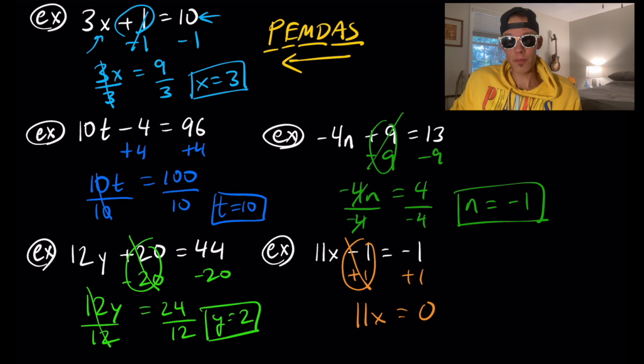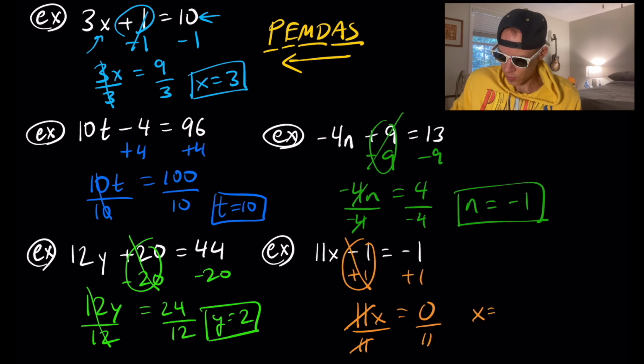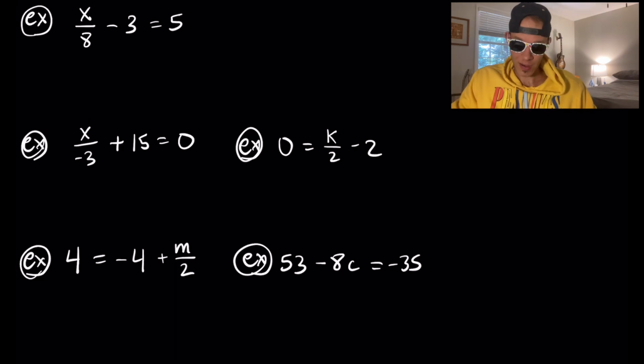So 11 times what number is 0? Well, it's 0. And if you aren't sure, you can always undo that times 11 by dividing by 11 on both sides. Those will cancel and we'll be left with x is equal to 0 over 11, or x is just equal to 0. All right, now I've got x divided by 8, or x over 8, minus 3 equals 5.